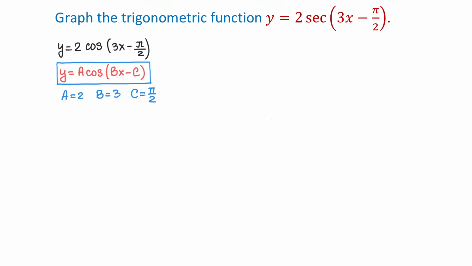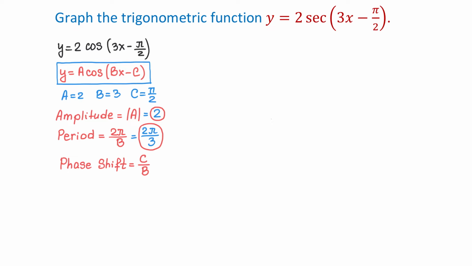Before we start the graph, first we need to find the amplitude, the period, and the phase shift. The amplitude is found by taking the absolute value of a, and the absolute value of 2 is 2. The period is found using the formula 2 pi divided by b, and if we replace b with 3, then the period is 2 pi over 3. The phase shift has the formula c over b, then this will equal pi over 2 divided by 3, which makes pi over 6.